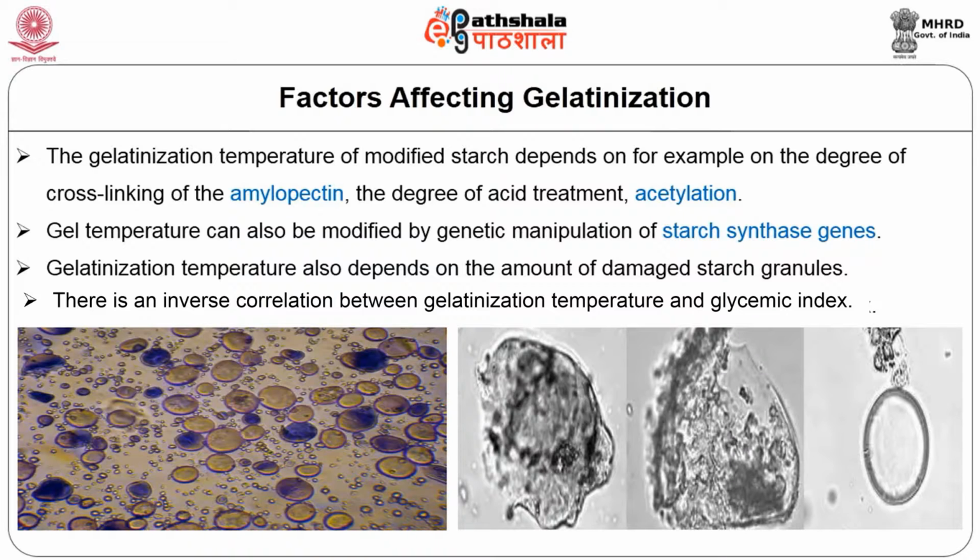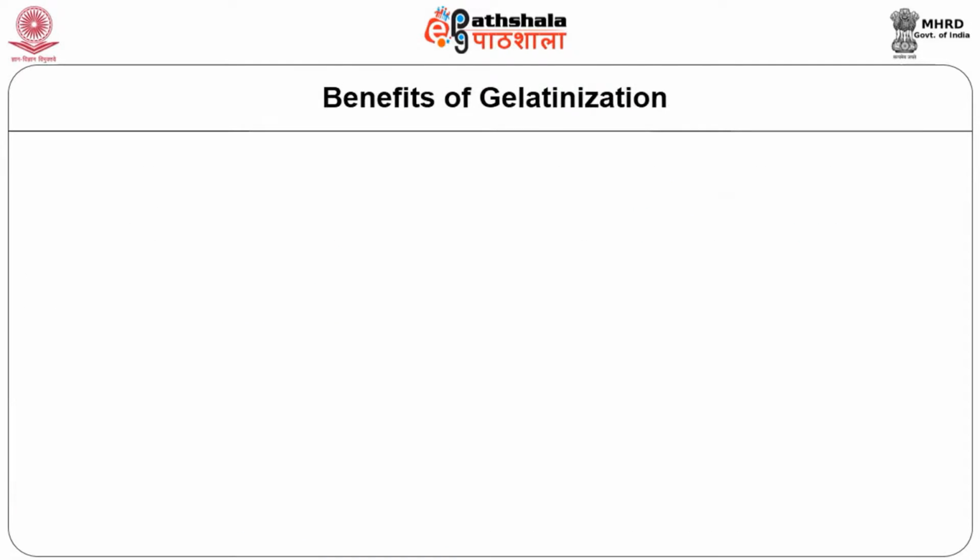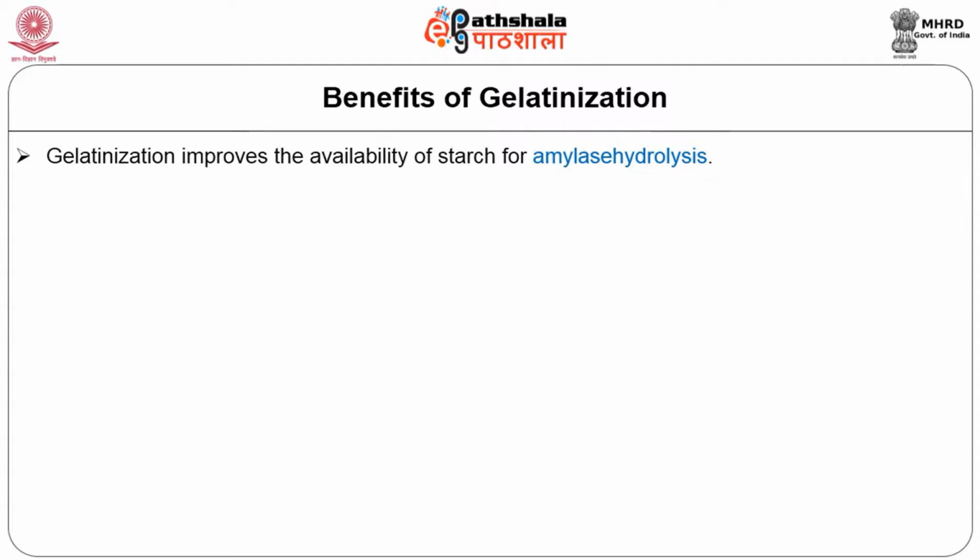Okay. So, let us see now if you are going to gelatinize a starch, what are the benefits? Benefits of gelatinization are: improves the availability of starch for amylase hydrolysis. So, as we know, amylase is an enzyme which acts on the complex carbohydrates. So far we spoke about pectin, amylopectin and glycogen. All these are complex starches, along with cellulose, hemicellulose, mucilages, gums, all of these are complex.